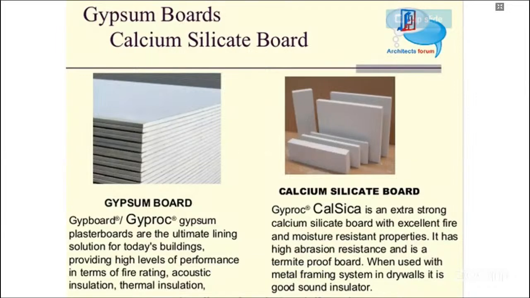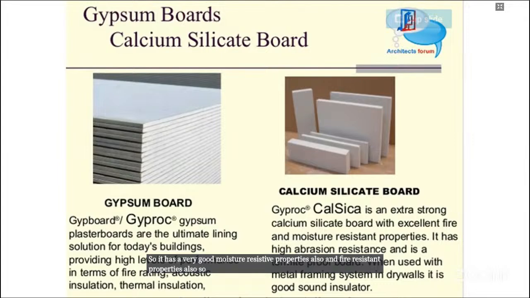Yeah, we are here where these calcium silicate boards are being displayed in front of you. The one on the left side is gypsum board, and the other side is calcium silicate board. This calcium silicate board is a very good sound insulator also. It is abrasion resistant, and it has very good moisture resistive properties and fire resistive properties also.